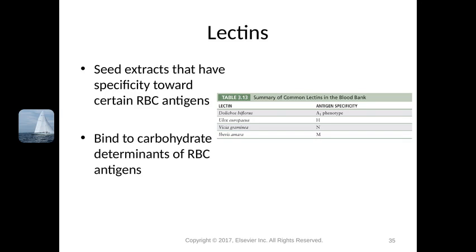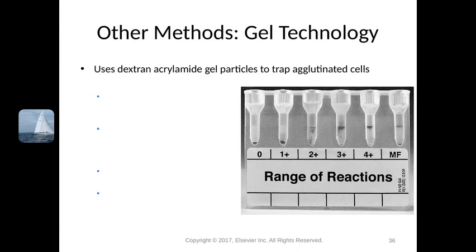Other things that we can see, this gel technology is our dextran acrylamide gel, and it'll trap the agglutinated cells. So here is a negative reaction because the cells traveled all the way down, unimpeded by this gel. But here you can see a couple random cells as a 1 plus, and then here some of the stuff has been trapped, lots of stuff trapped, a ton trapped, and then here's a mixed field reaction where we've got either a dual population of antibody or some sort of problem with that testing.